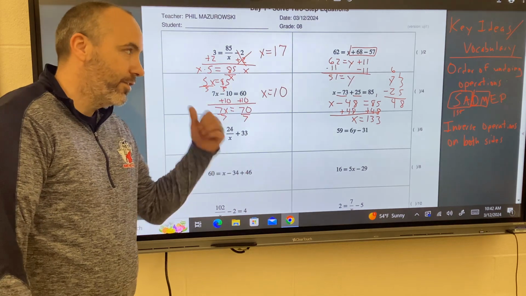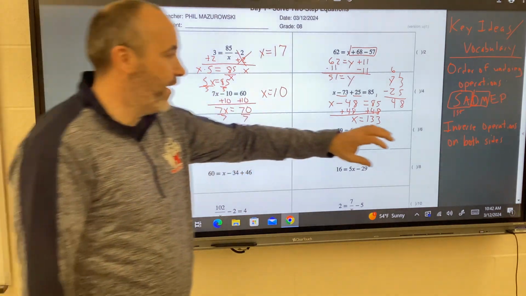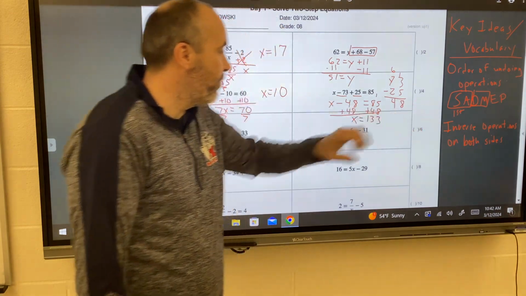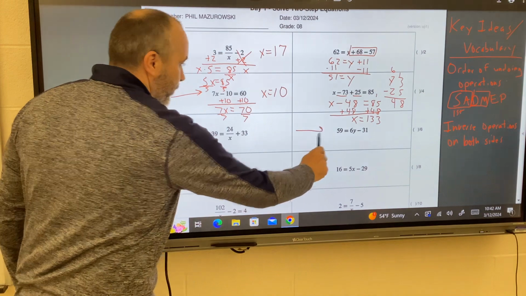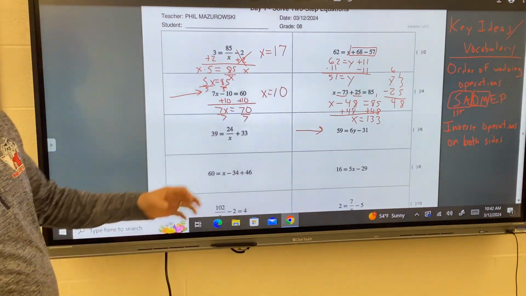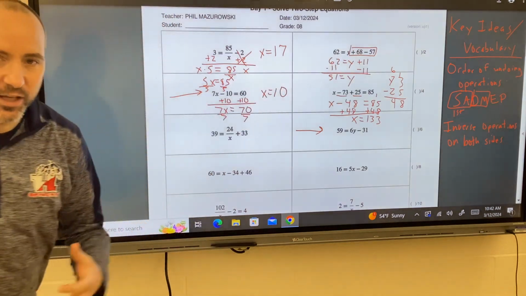So once again, order of undoing operations: take care of the addition and subtraction first when both are present. For example, in this problem, both are present. And do the inverse operations on both sides of the equation to keep things balanced.